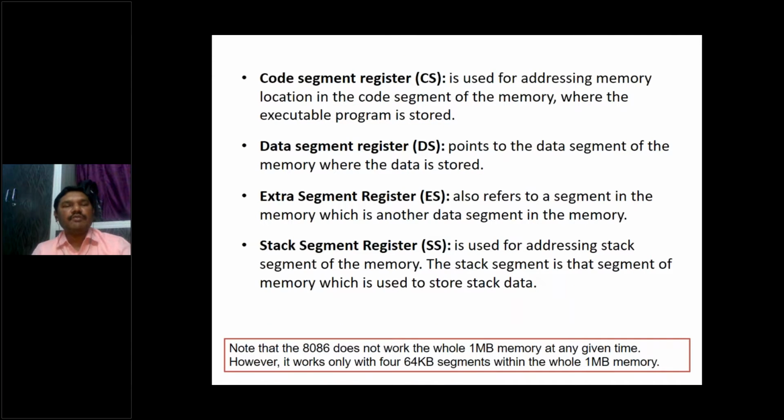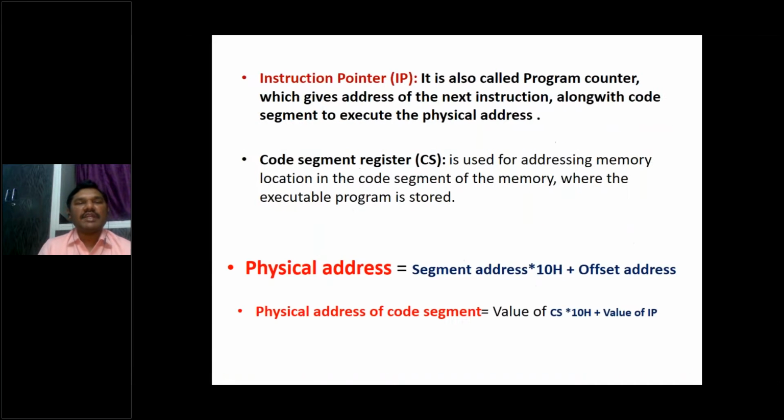Right. So here there are four types of segment registers: code segment, data segment, extra segment, and stack segment. The code segment is used to hold the program, the data segment is used to hold the user data, and the extra segment, also called the extra data segment, is used mainly for string operations. The stack segment is used for temporary storage of data. Next one, instruction pointer.